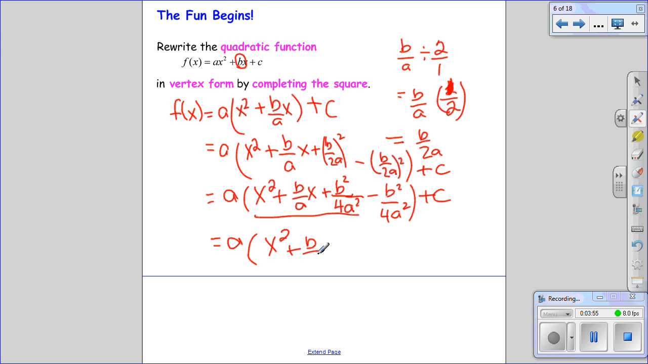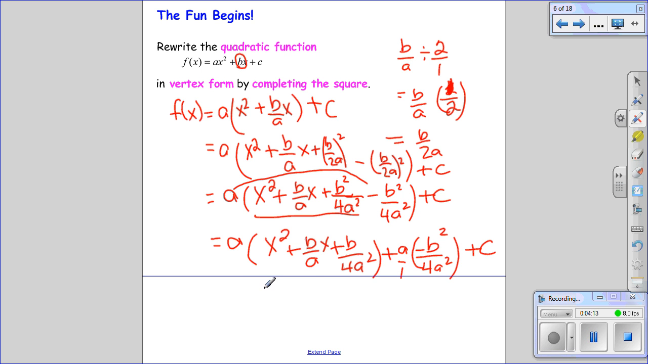So I have to distribute the a in front of the brackets right here with this. So I get plus a times negative b squared over 4a squared plus c. And don't forget, this is like a over 1. I can factor. Sorry, I forgot the exponent there. Square root of b squared is b. Square root of 4a squared is 2a. The a here reduces with the a there, and I'm left with minus b squared over 4a plus c.